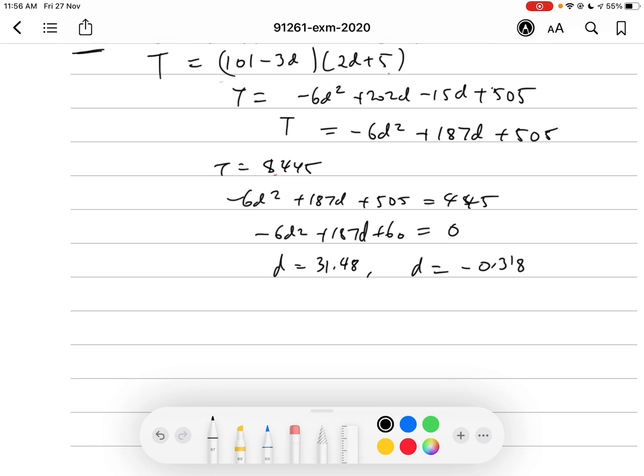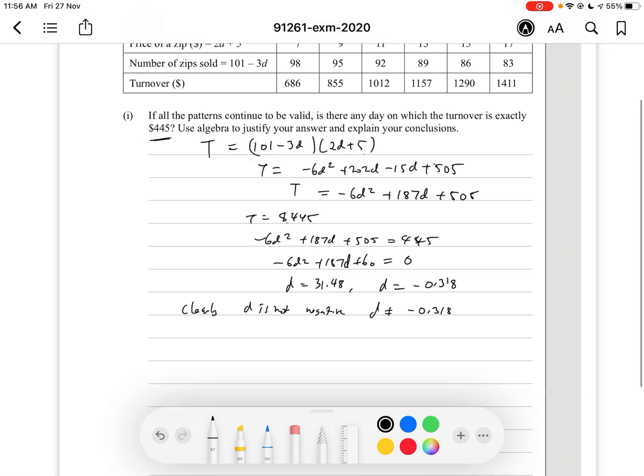Alright, so first things first, obviously the number of days cannot be negative. So clearly D is not negative. So D is not equal to that negative value. However, for D equals 31.48, we need to note that Zara is selling zips on a whole number of days.